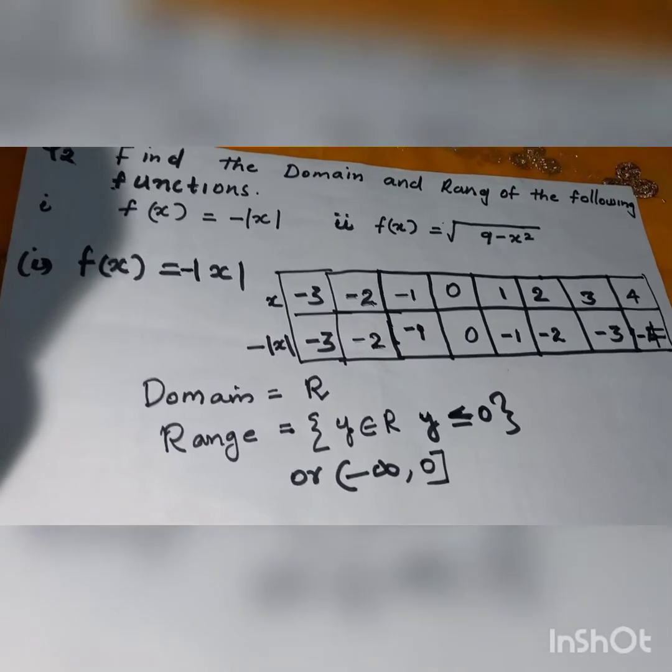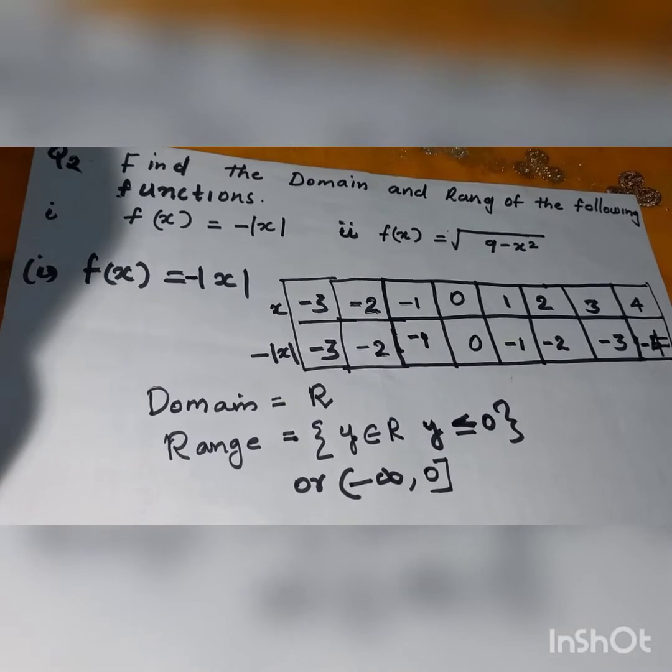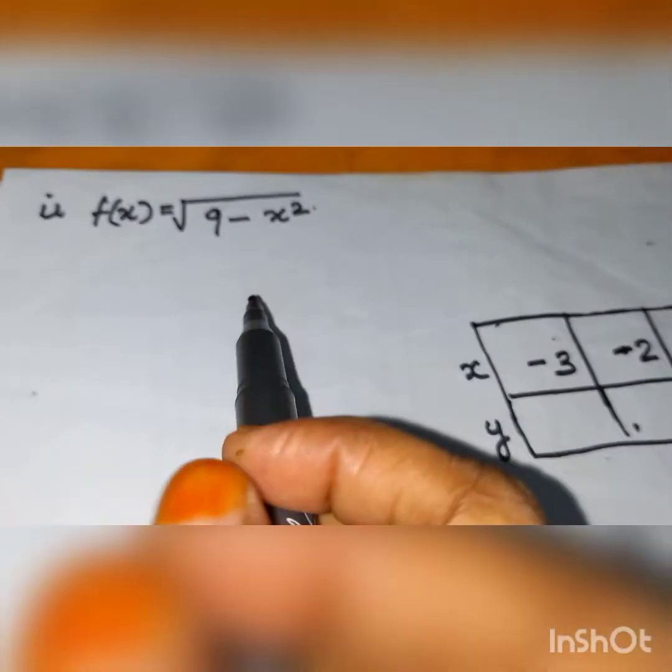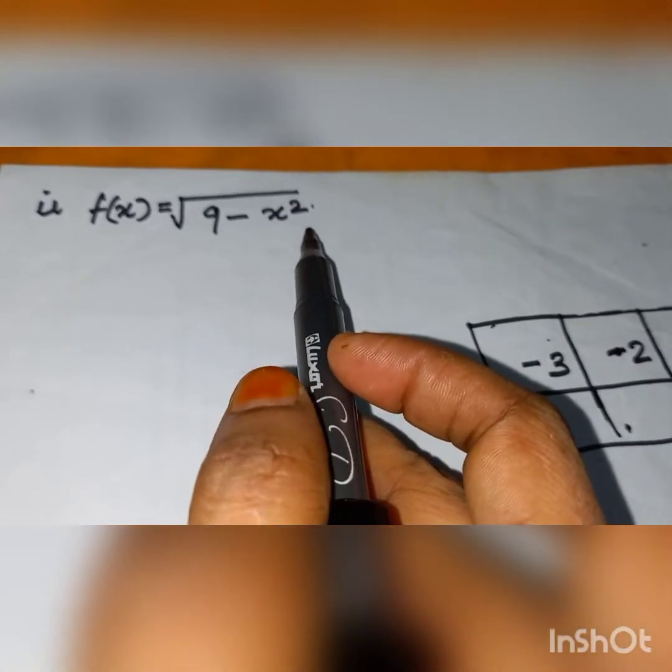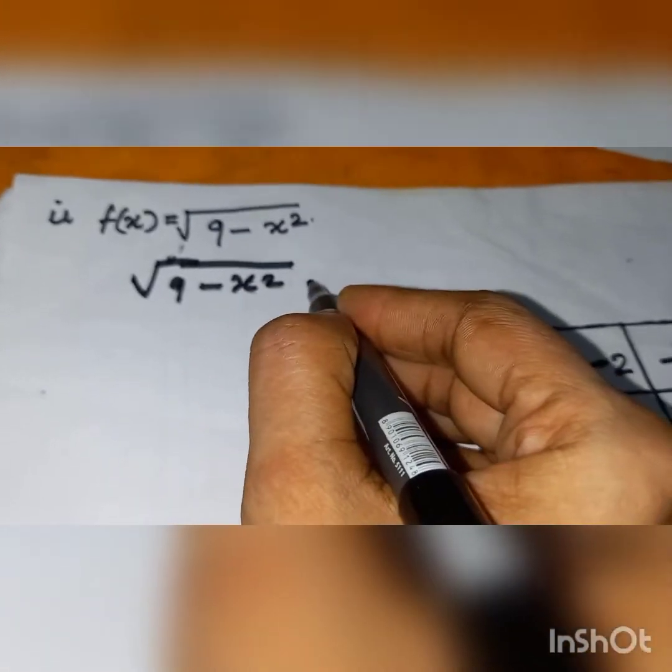Then the second bit. What is the second bit? Second bit, f of x is equal to root of 9 minus x square. Root of 9 minus x square is always positive. It cannot be negative. So we can write like this: root of 9 minus x square is greater than or equal to 0 because it is always positive.